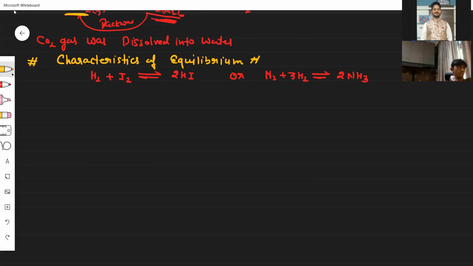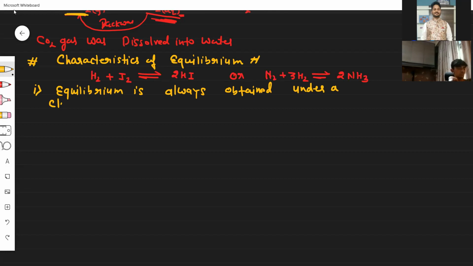So now what we are going to do, we'll talk about a few characteristics of the equilibrium. The first thing I can talk about is that equilibrium is always obtained in a closed system. This is a very important point. Equilibrium is always obtained under a closed system. What do you mean by closed system? Yes, I will tell you.